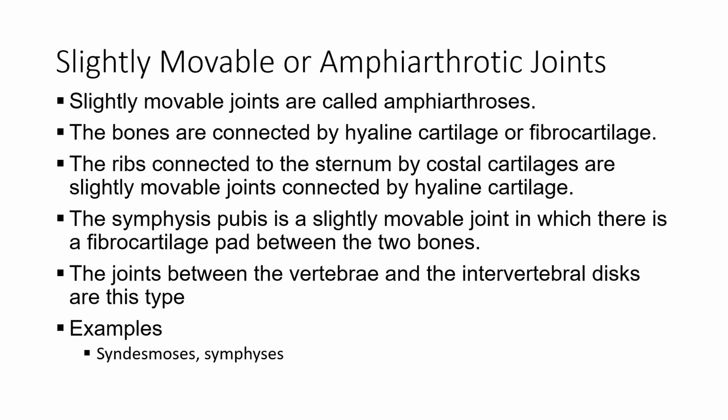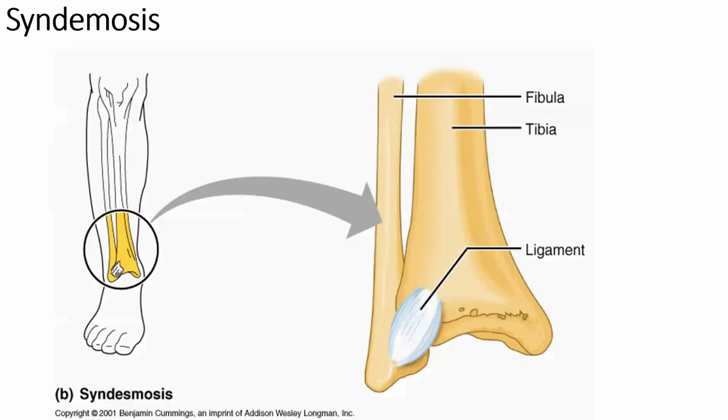And so they are slightly movable. The ribs are slightly movable. The pubic symphysis is slightly movable. The intervertebral discs are slightly movable. Thanks to that, the vertebrae are slightly movable thanks to the pads, the discs between the body of the vertebrae. A couple terms here, a syndesmosis and a symphysis are slightly movable joints.